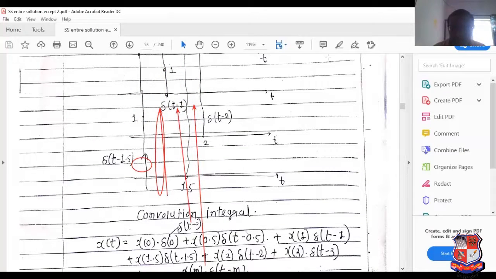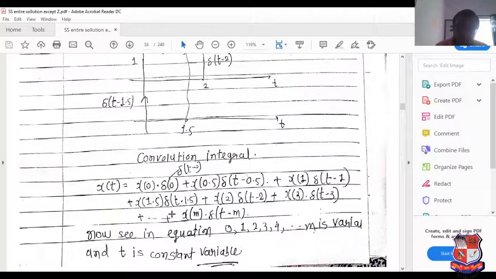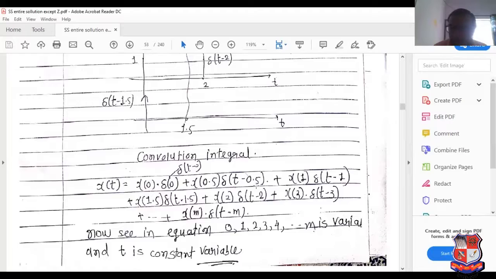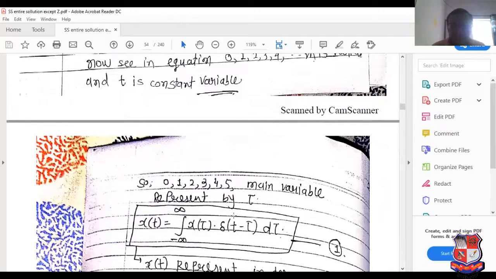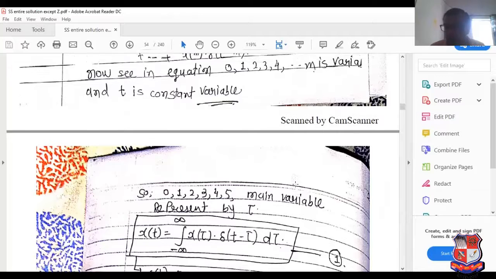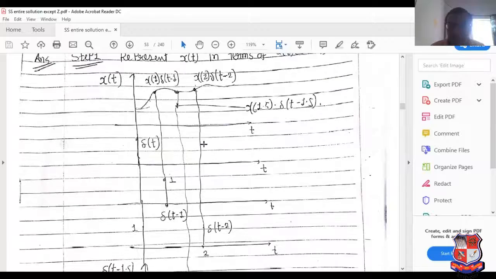At a sufficient level, x of t equal to x of 0 into delta of 0 plus x of 0.5 into delta of t minus 0.5, x of 1 delta of t minus 1, x of 1.5 delta of t minus 1.5, x of 2 delta of t minus 2, x of 3 delta of t minus 3, plus up to plus x of n delta of t minus n. Now see, 0, 1, 2, 3, 4, 5, it is known as the main variable. Main variable means its value changes: 1, 2, 3, 4, 5.